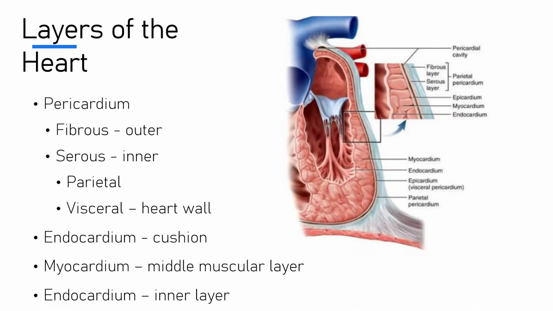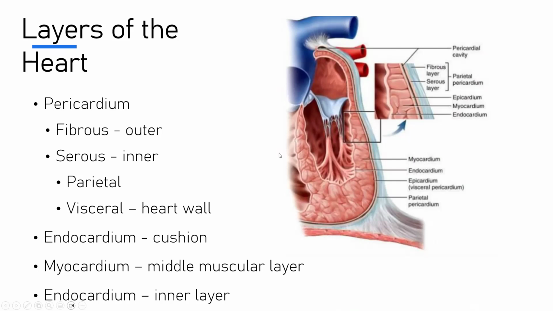And there's the serous layer, which is the inner layer, which is also then divided even further into two more layers. Yes, because this is medicine and it can't be simple. The parietal layer and the visceral layer. The visceral layer is actually known as the heart wall and is also known as the epicardium, which is what this should say, not endocardium. So the next layer in from the pericardium then is the epicardium. The epicardium is therefore cushion. It is the actual heart wall.